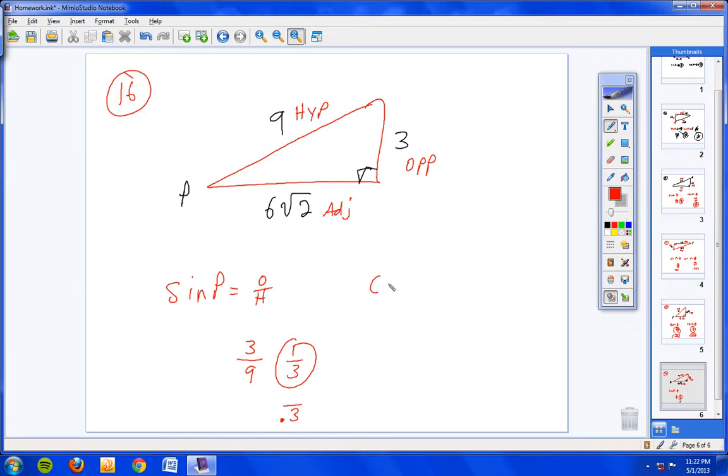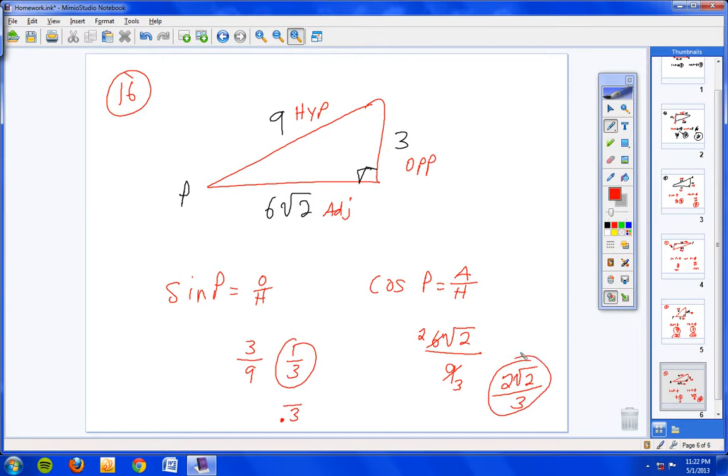All right, let's take a look at the cosine of angle P. The cosine of P is adjacent over hypotenuse. The adjacent side is 6 square root of 2, and the hypotenuse is 9. Now please notice the 6 is not under a square root. The 9 is not under a square root. They're both what we call outside numbers, so you can reduce by 3. This would become a 2. This would become a 3. So your answer is 2 square root of 2 all over 3.